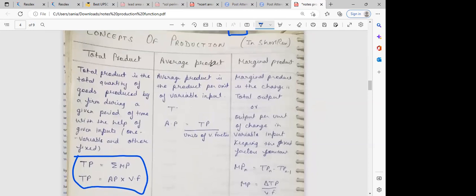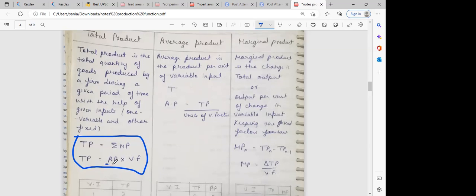Now coming to average product. Average product is basically the product per unit of variable factor. For example, if everyone in your country is earning 100 rupees per day, and I ask on an average how much you are earning, it will be around 50, 60. So that is the average, per unit basically. So what is the formula for AP? AP is TP divided by the units of variable factor. Over here you have to find AP, so it becomes TP divided by VF, and you can find AP. Clear? Yes, ma'am.